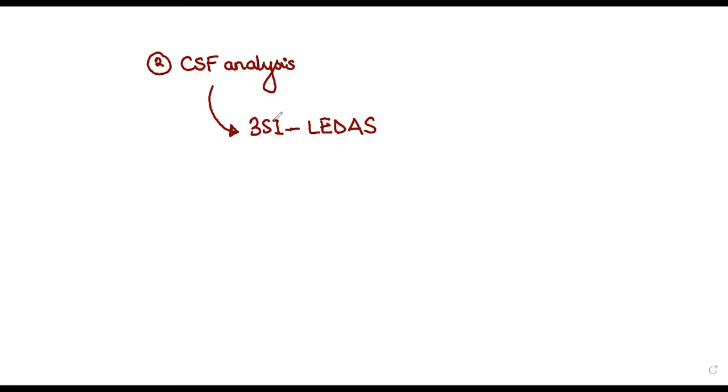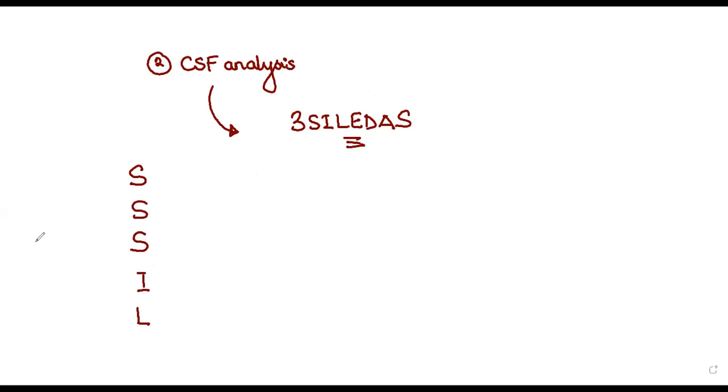Well, I just brought this as a side note for you to take something home. You can actually make it three cylinders. You know why I brought this up? Because you may be quizzed. In doing the CSF analysis or the lumbar puncture, which structures do you have to go through? 3S, 1I, L, E, D, A, S. So before we go through, let's do that. Three single letters, 3S, 1I, L, E, D, A, S. The first layer is what? The skin. So you have to go through the skin. What else? The subcutaneous tissue.